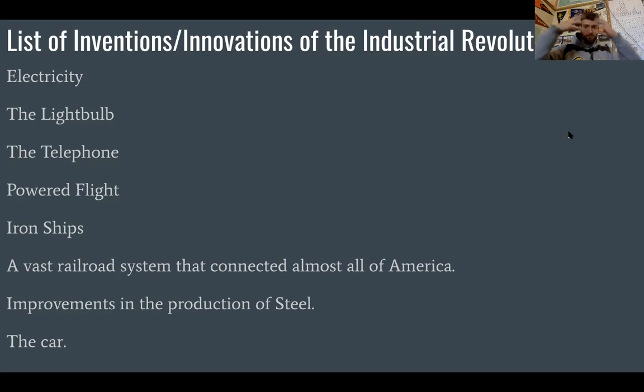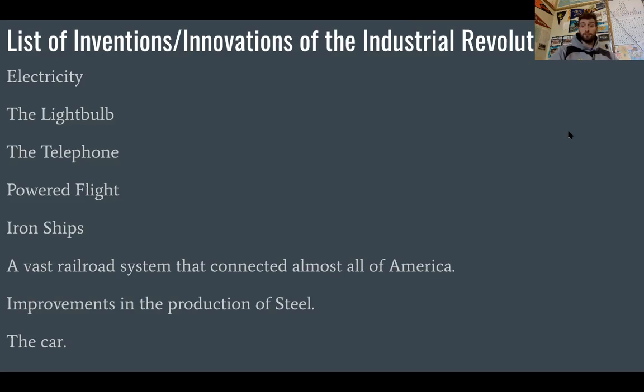The light bulb produces light. That should be pretty common sense. The telephone. Hello? I've got a couple of phones, you know how it is. But the telephone, right? This is very important to our lives today. It changed communication back then. People could communicate across the country, across states, and talk, like how we talk on the phone, in real time. Powered flight, right?